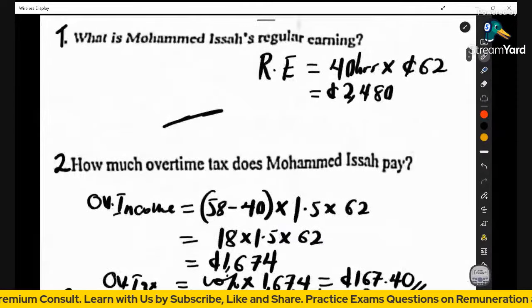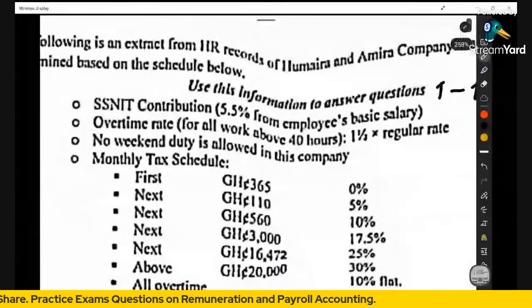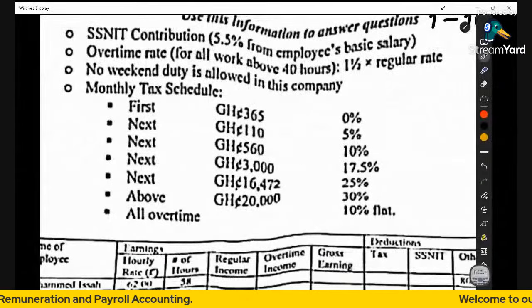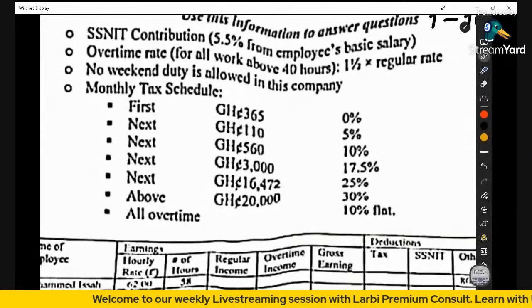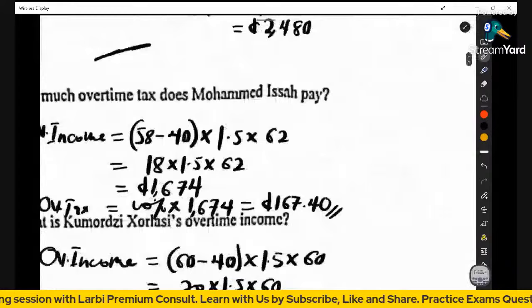Okay, so now let's go back to the schedule and compute for that, because here was giving us a monthly schedule. We just use that to compute. The first condition here is that for the tax, 365 being the first schedule, attracts 0%. Please stay with me carefully, it's very important so that you get it right. The first 365 Ghana cedis goes for 0%, so it's tax free.